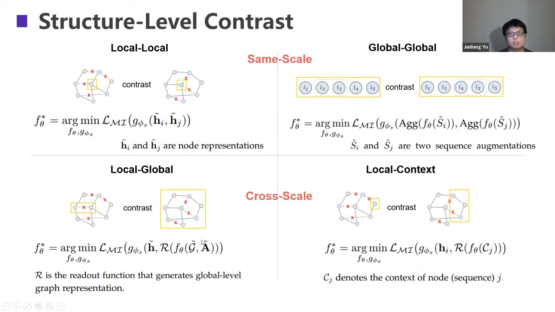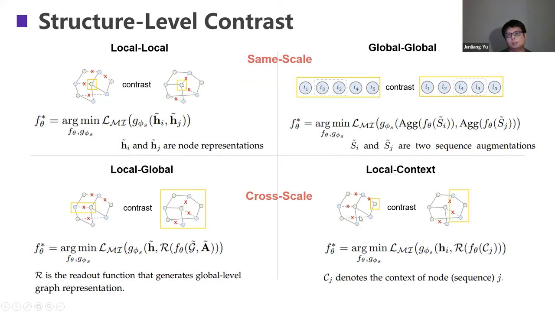And besides the same scale contrast, we can also contrast the local information with the global information. And in this type of contrast, the node or a pair of nodes is considered as local information, while the whole graph is considered the global information.